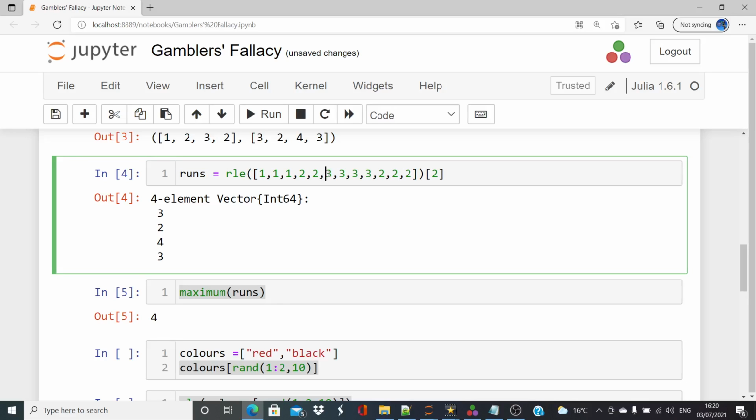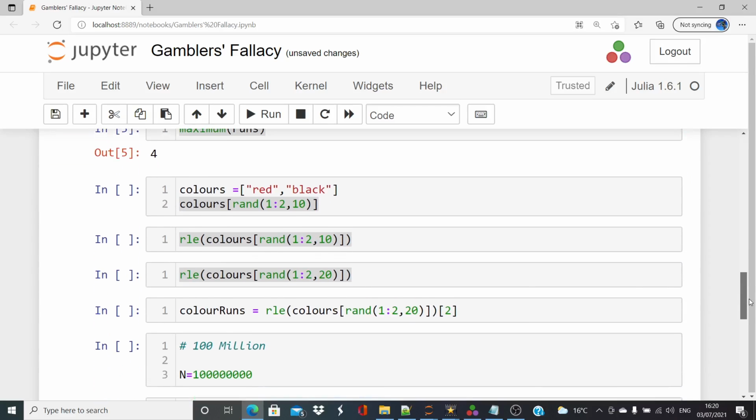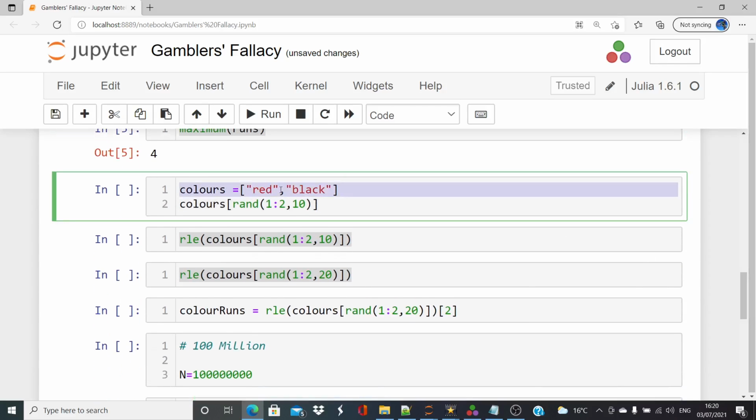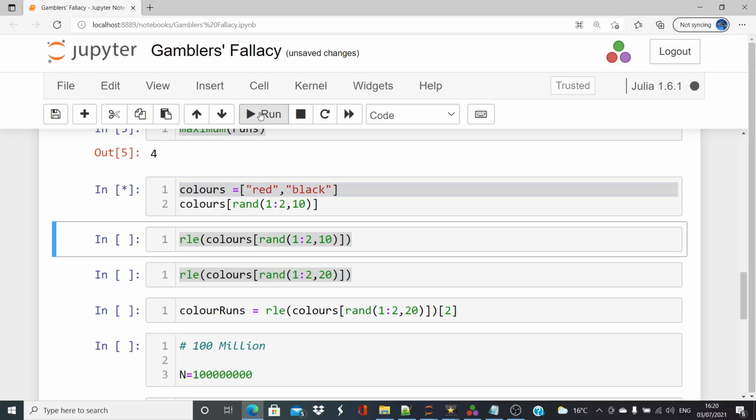Okay, so I think that actually provides the basis of what we're doing. So we'll just continue on here. So let's simulate a roulette wheel. Okay, so colors are red and black. That's a roulette wheel.